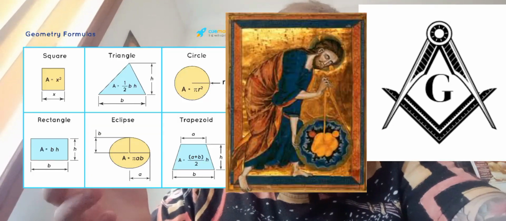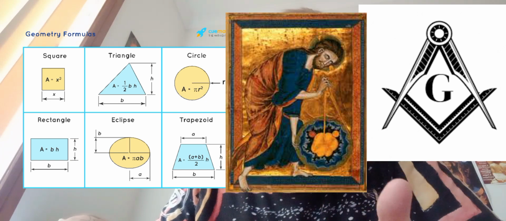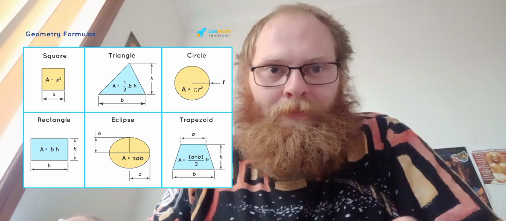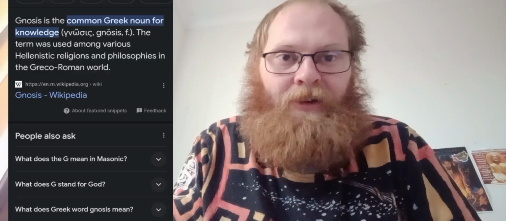Now, it also represents mathematics. In this sense, mathematics is in geometry. Gnosis is a Greek word for knowledge. It's much more than this. It's living esoteric spiritual knowledge. Knowledge that you can live by in your day-to-day life. Living knowledge. Useful knowledge.